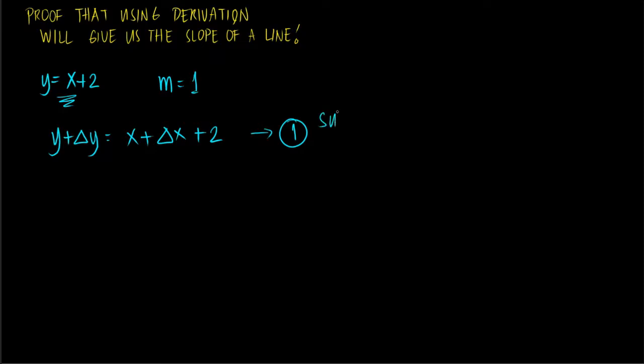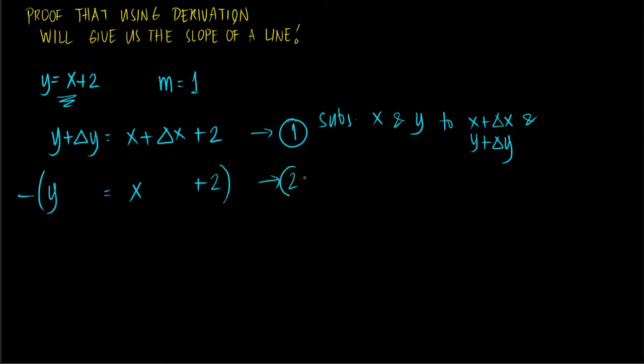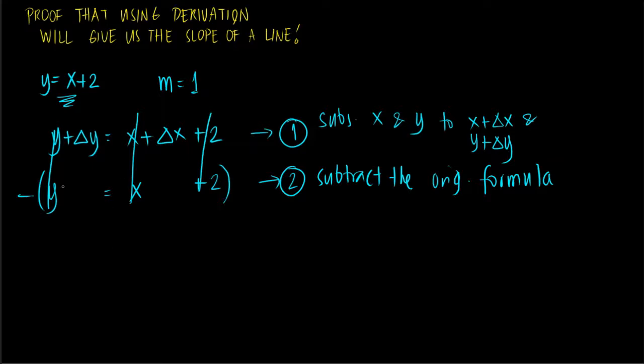For step 1, substitute x and y to x plus delta x and y plus delta y. So, as you can see, imbis ng y na lang, y plus delta y, imbis ng x plus delta x plus 2. Okay. And then, next, minus y, y equals x plus 2. Okay. So, step 2 na ton. Subtract the original formula. So, babay. Okay. What we're left with is delta y equals delta x.